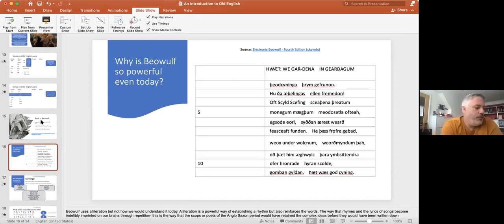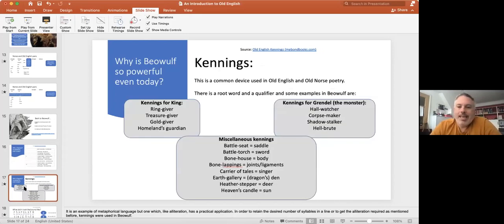Another thing which is, again, we've got no reveal here, so apologies, is something known as the kenning, which we don't really have in modern English very much, certainly not as a kind of a poetic device anymore, but it's something that was really powerful in Old English and Old Norse. And a kenning is a type of metaphorical device in poetry, which what it would do is it would describe something by its features rather than describing it explicitly. So you've got kennings for king that are in Beowulf, which include ring giver. So obviously the giving of a ring signifies somebody who's bestowing power, treasure giver, gold giver, homeland's guardian. So we've also got things for Grendel, which was the monster, hall watcher, corpse maker, shadow stalker, hell brute.